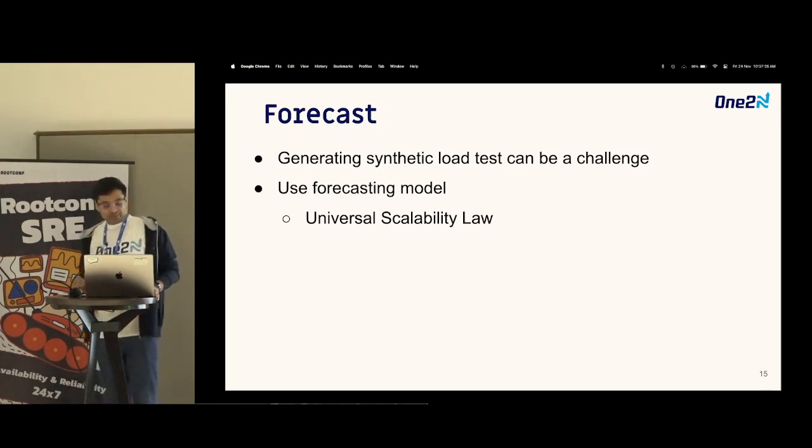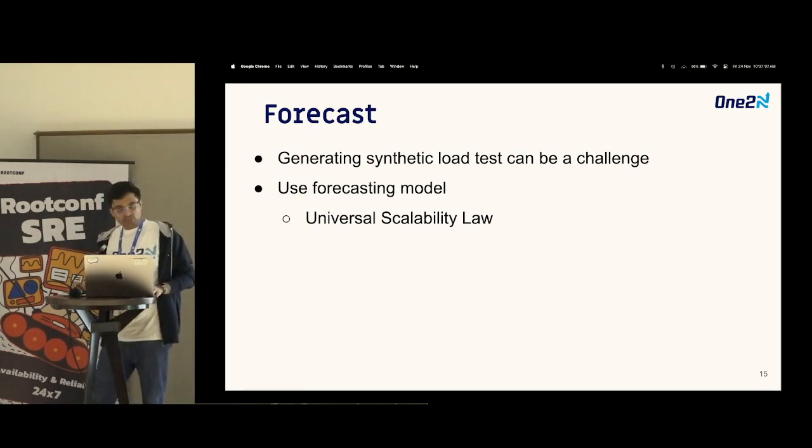Now, the problem with load tests is that generating synthetic load can be a challenge when you are looking for a certain scale at a certain time. So what I have personally used is a forecasting model. One is the universal scalability law.